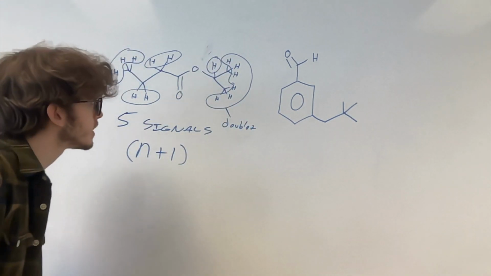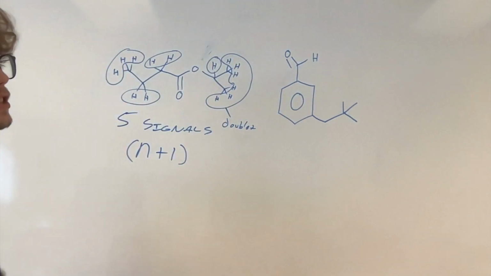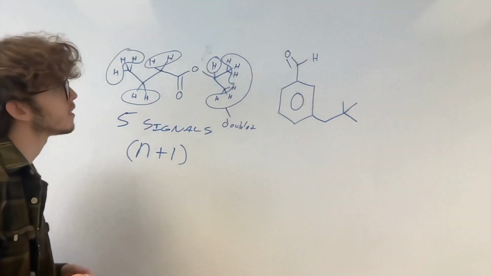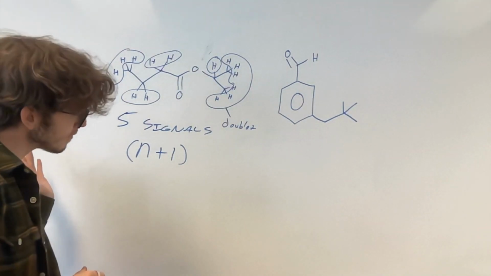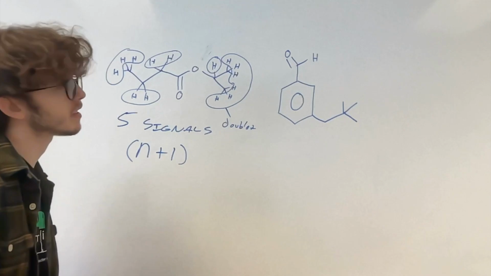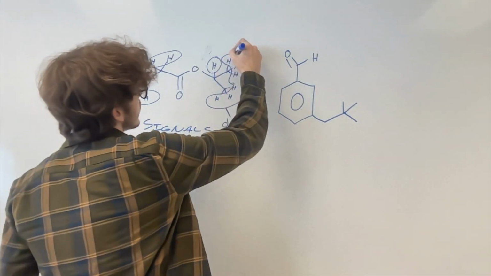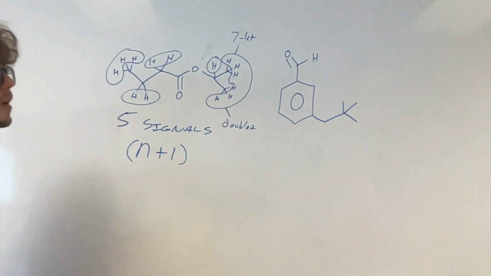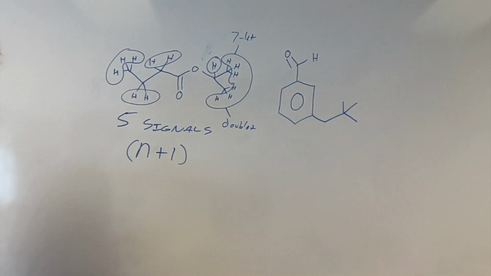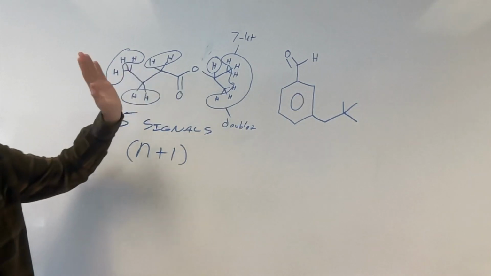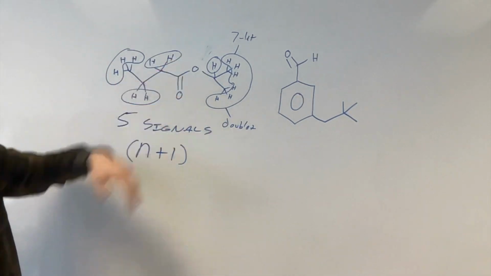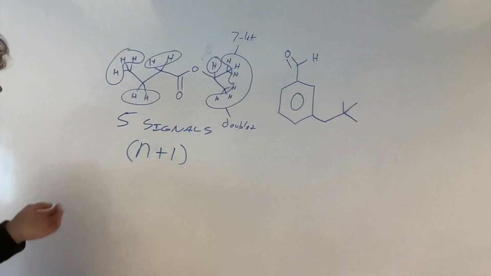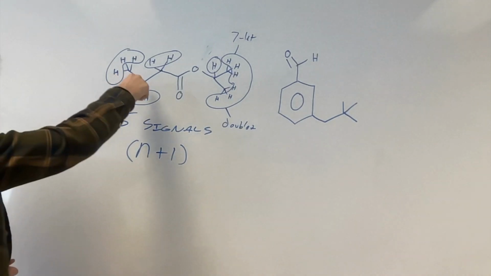Looking at this hydrogen, to its left it has an oxygen. That's not a hydrogen. And to the right it has 6. So we're going to see, I'll call it a 7-let, or a multiplet, I should say. So a 7-let is what we would see, right? The 6 plus 1.